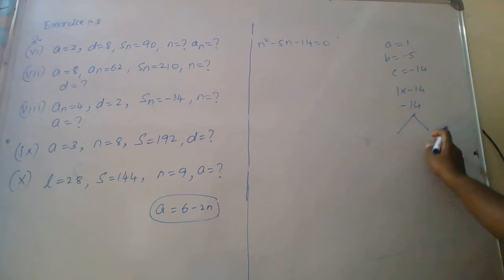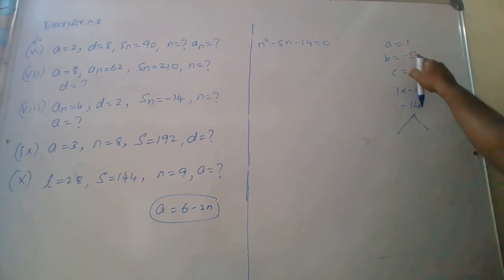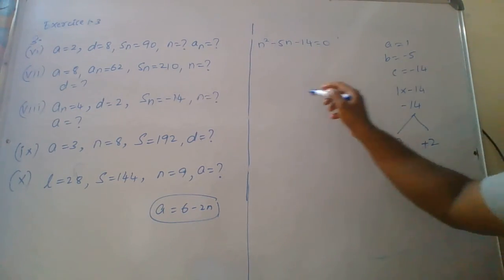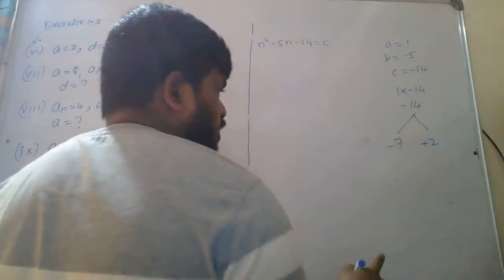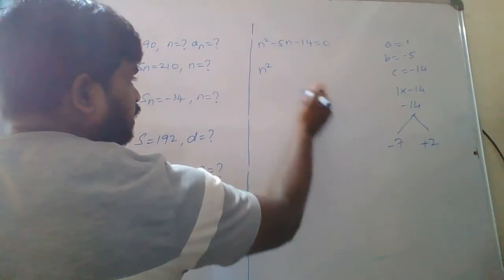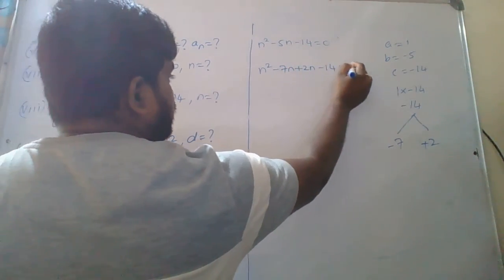Split it. If you multiply, you should get 14. Since it is minus, if you subtract, you should get 5. So it is 7 2s are 14, minus 7 plus 2, because you need minus 5. So those are the correct numbers. So n square, instead of this minus 5n, introduce these two: minus 7n plus 2n minus 14 equal to 0.